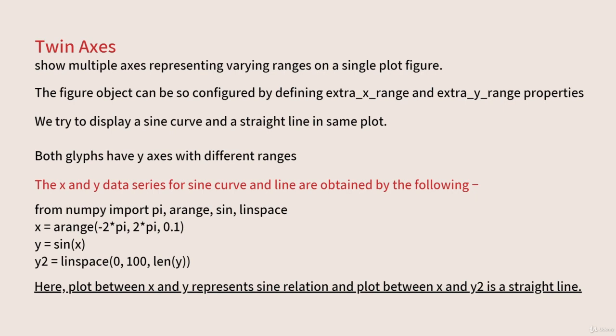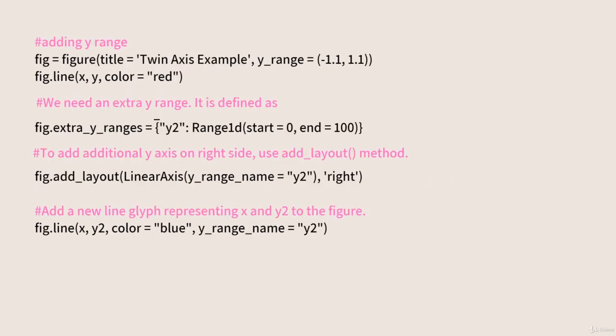Now to add the plot between x and y, I need to pass on this function. So fig equal to figure, the title and the range. My first y-axis should have range between -1.1 and 1.1. And on this axis, I want to plot a line plot between x and y, with color equal to red.